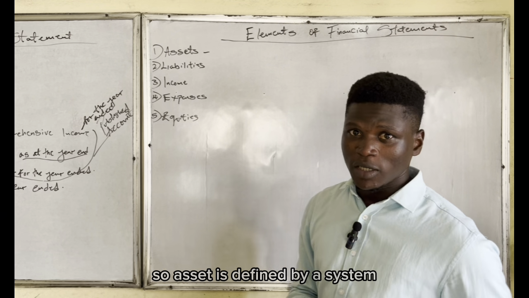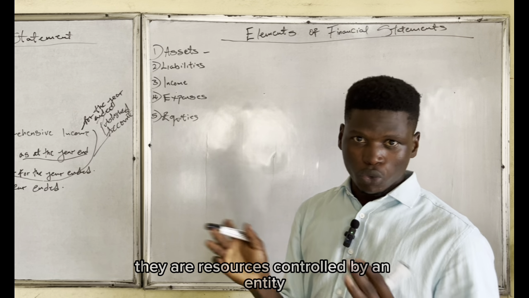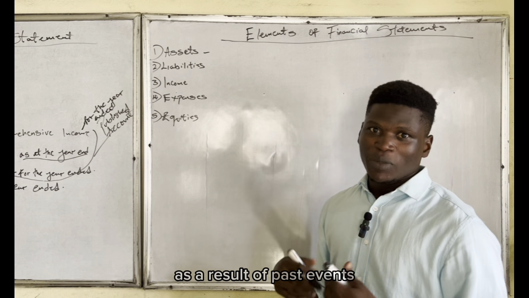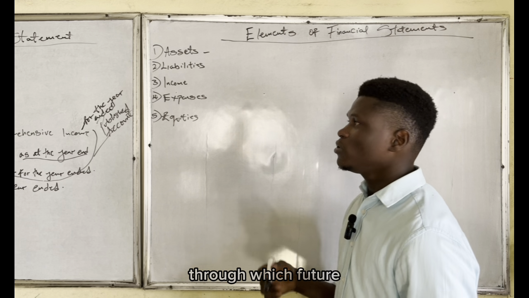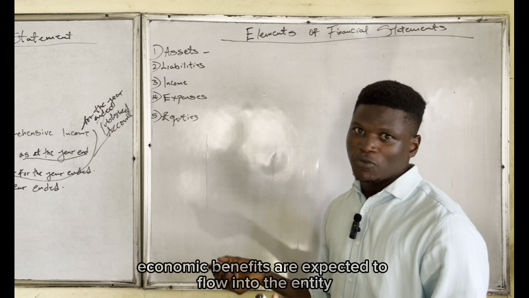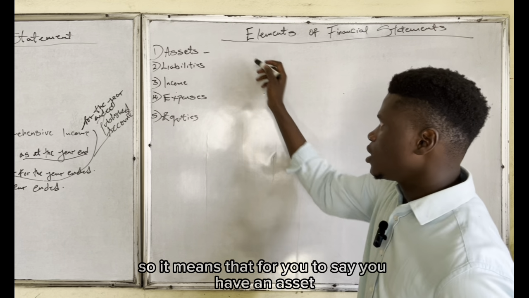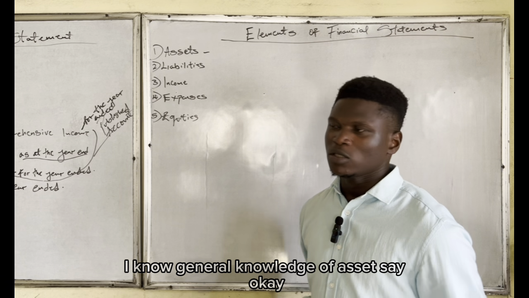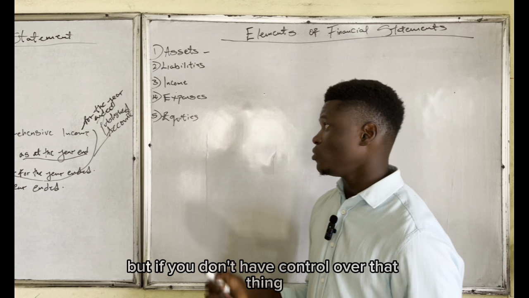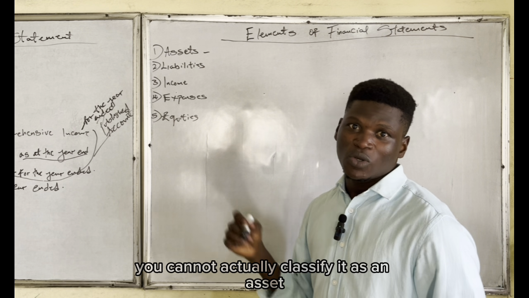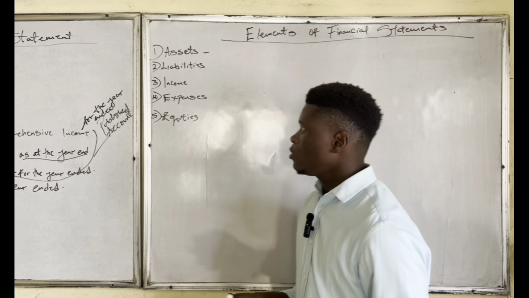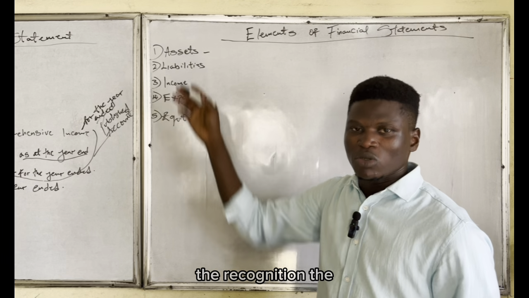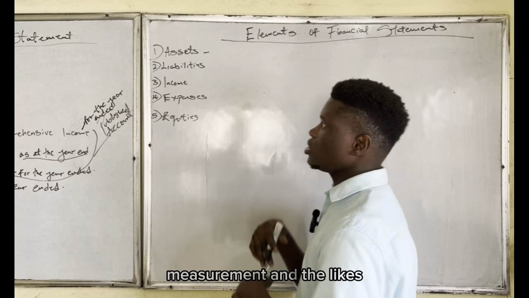So assets as defined by IAS 16, they are resources controlled by an entity as a result of past events through which future economic benefits are expected to flow into the entity. So it means that for you to say you have an asset, I know general knowledge of assets, say, okay, I have this thing, I have this thing, but if you don't have control over that thing, it means that you cannot actually classify it as an asset. So when we get to IAS 16, we'll define this better, the recognition, presentation, measurement, and the likes.